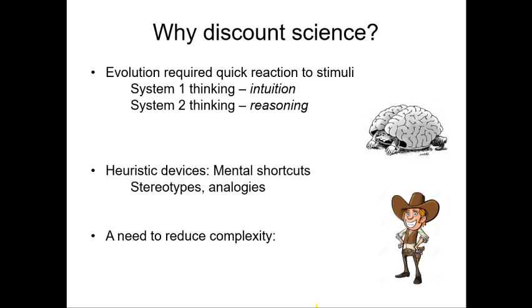We also have a tendency to use what are called heuristic devices. Basically, they're mental shortcuts that we're very good at doing. It's stereotyping things, making analogies between things.